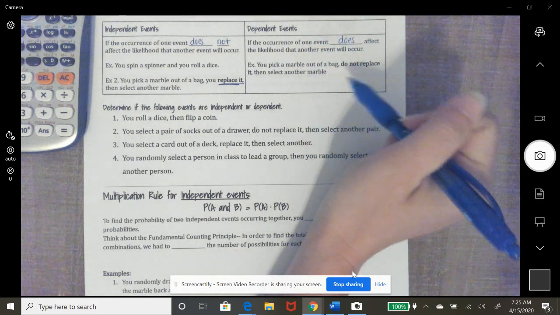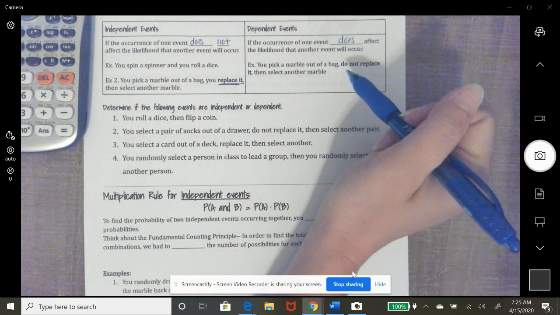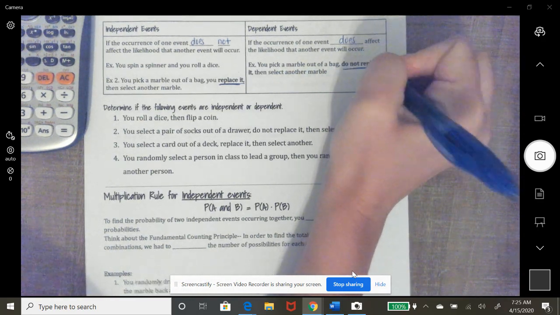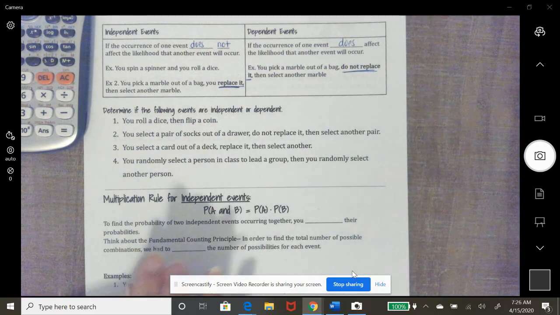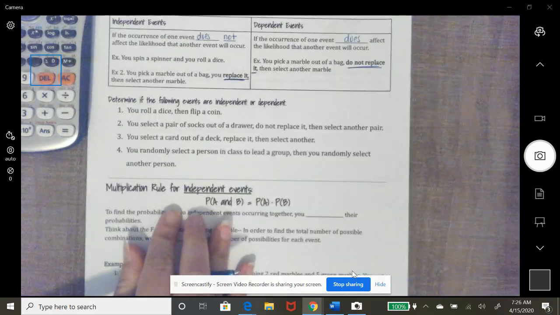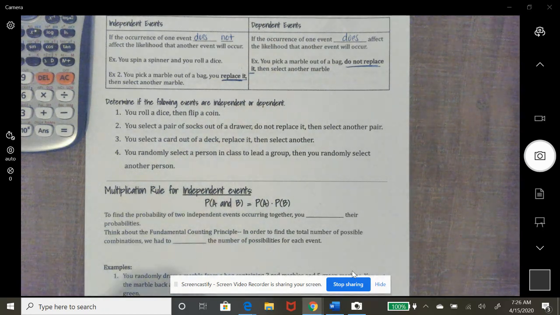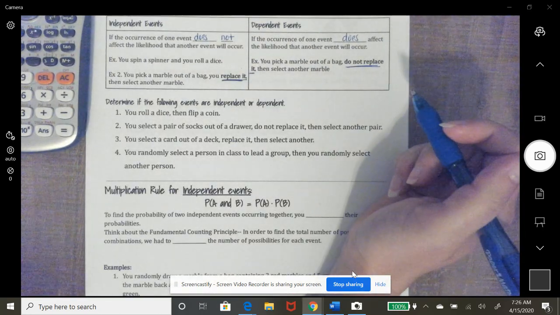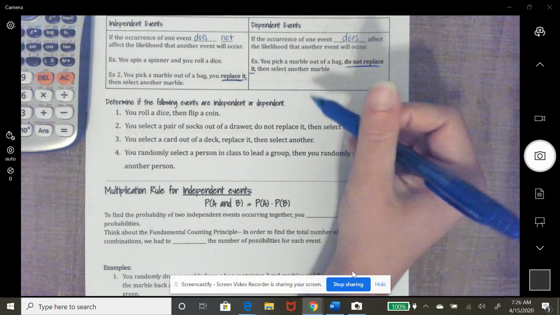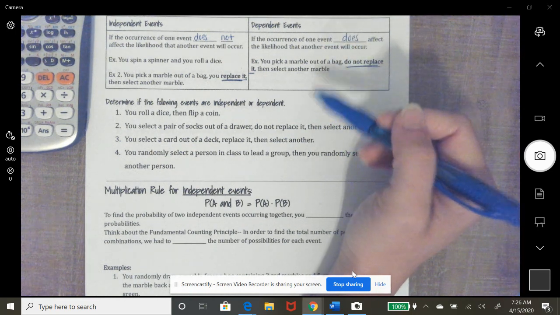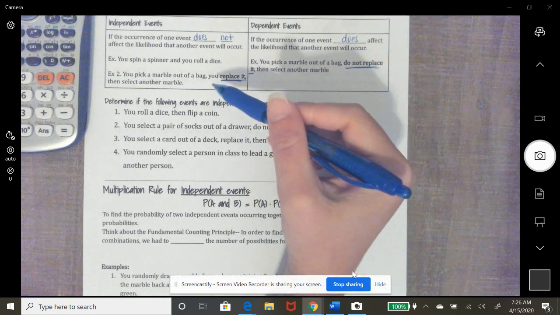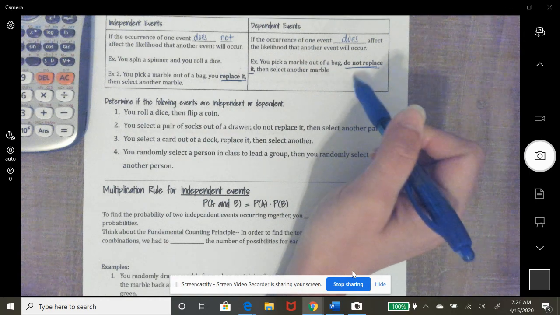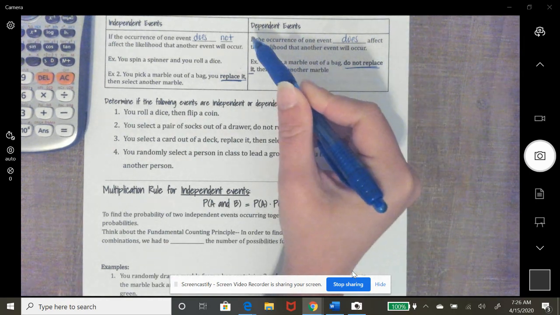And this is kind of the key to this one. If you see these words, you know it's dependent. You pick a marble out of a bag, do not replace it, and then you select another marble. If you're taking a marble out of the bag, when you go to draw the second marble, you've changed your choices. There's one less choice for you to look at. So those become dependent because it depends on what you drew first. If you replace it, or they're just two separate things, those are independent. And if you do not replace, that automatically makes it dependent.